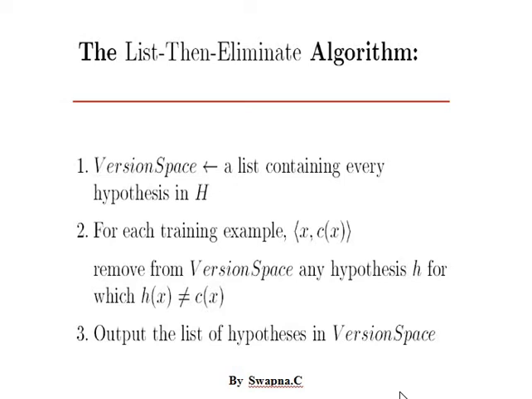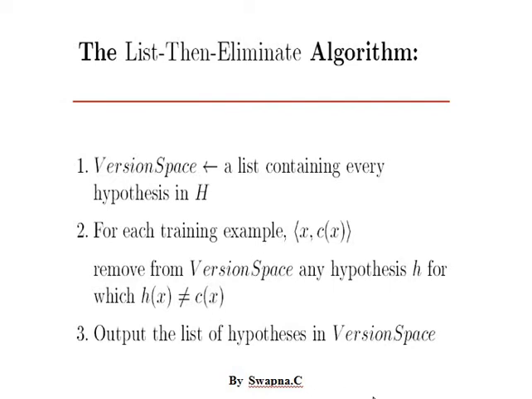Second step, each training example is represented with the ordered pair x comma c of x. For each training example, it removes from the version space any hypothesis satisfying the condition h of x not equal to c of x. If h of x is not equal to c of x, that hypothesis is removed from the version space. All the remaining ones it keeps as they are. At the last step, we get the list of hypotheses in the version space which satisfy the consistent condition.